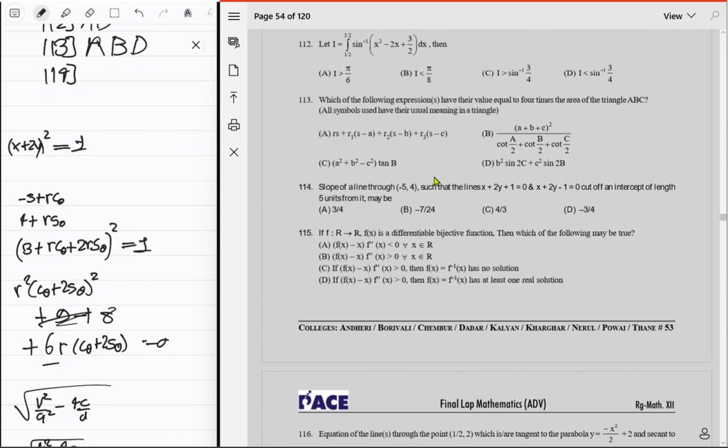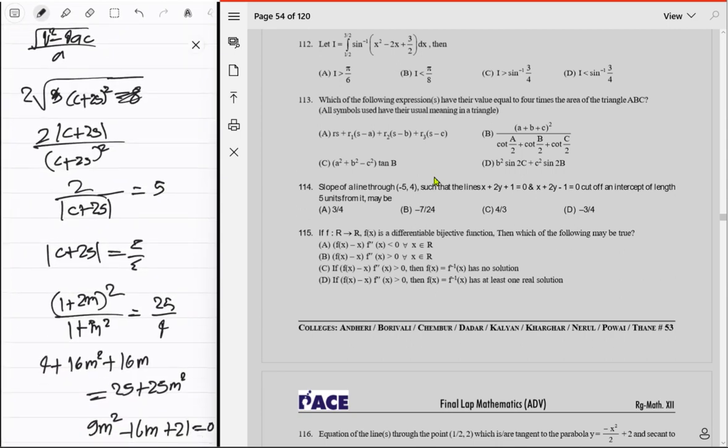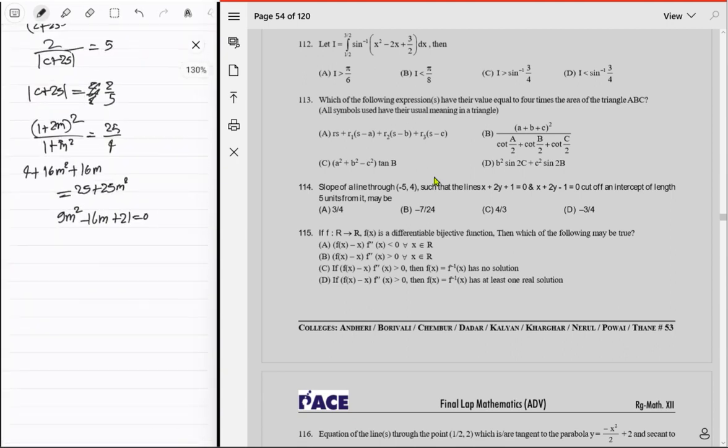And then if both come out negative or both positive, it's just the difference. So 2 upon mod of c plus 2s, that's just the distance. That's equal to 5. Oh, it's 2 upon 5 over there. Okay, I understood what I'm doing wrong. This is just 4 upon 25.